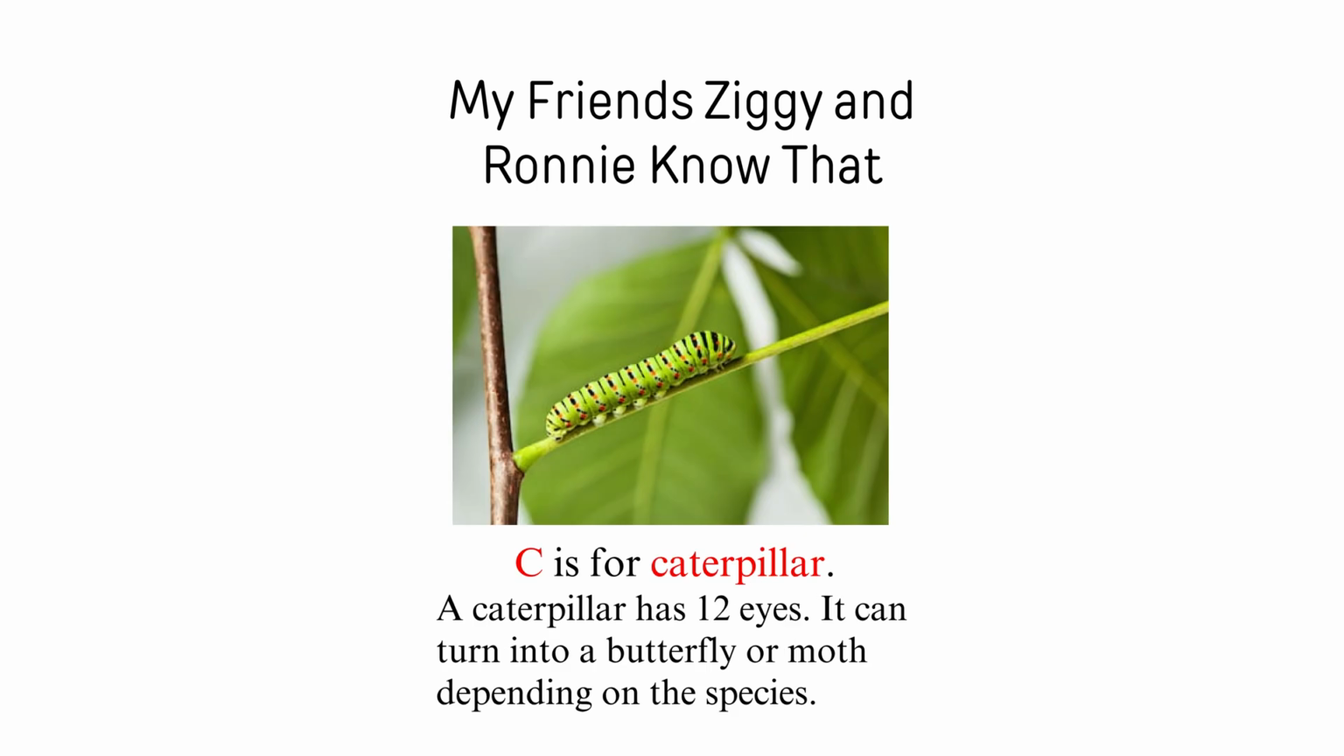My friends Ziggy and Ronnie know that C is for caterpillar. A caterpillar has 12 eyes. It can turn into a butterfly or moth depending on the species. What are the types of caterpillars in the area where you live? Why do we need caterpillars in the world?